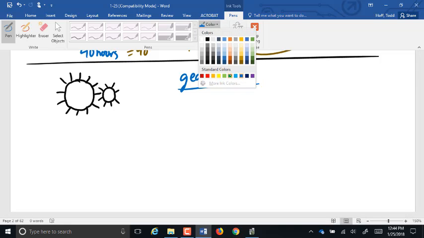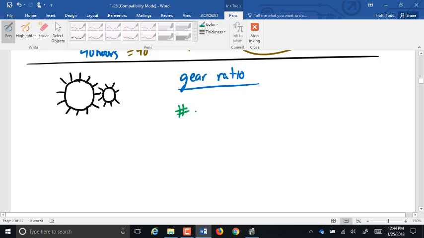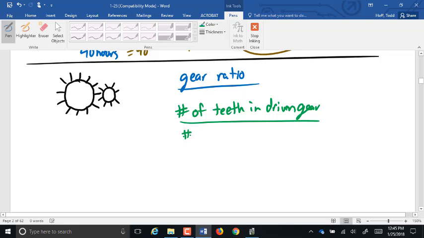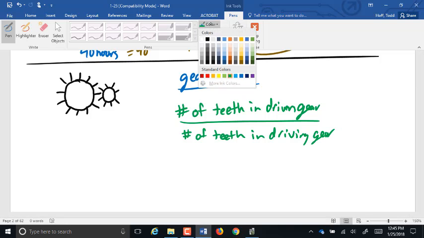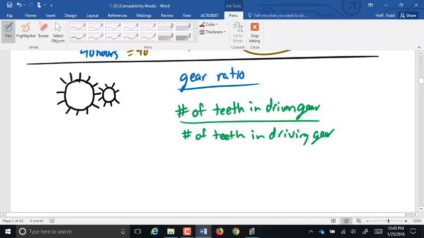A gear ratio is defined to be the number of teeth in the driven gear over the number of teeth in the driving gear. So anyway, looking at this, the big one has how many teeth? 12, and the little one has 8.